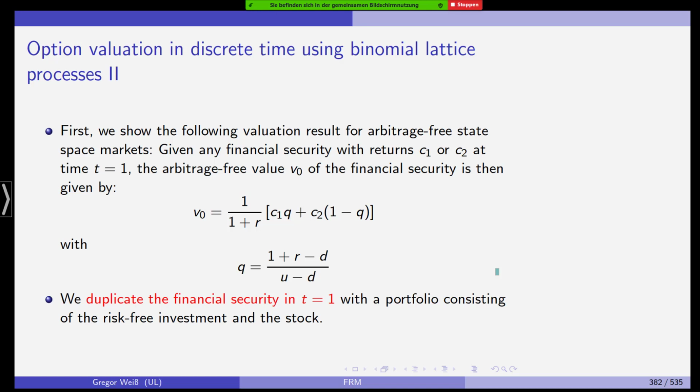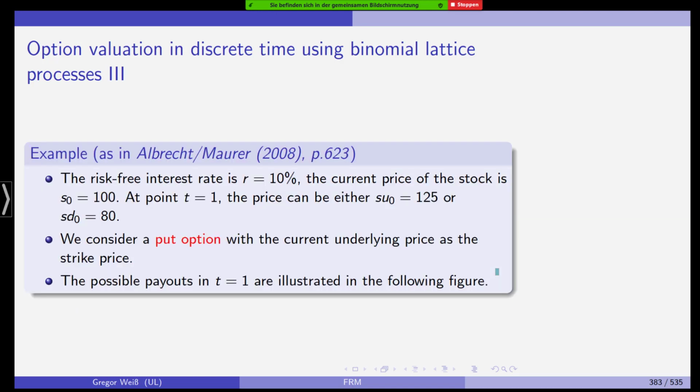Which in this case means we take the two cash flows, C1 and C2, we multiply them with those hypothetical risk-neutral probabilities, Q and 1 minus Q, and then we have to discount this expected value using the risk-free rate, so 1 over 1 plus R. And you can also show that the risk-neutral probability is given by (1 plus R minus D) divided by (U minus D). I'm not showing this here, but Q is given by this expression. And we can then duplicate the financial security in T1 with a portfolio consisting of the risk-free investment and the stock. So let's do this.